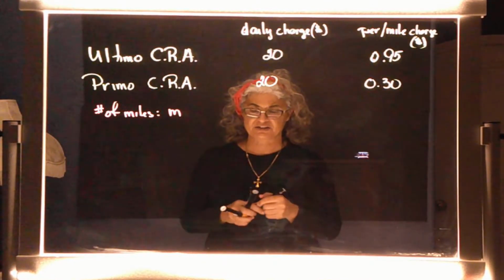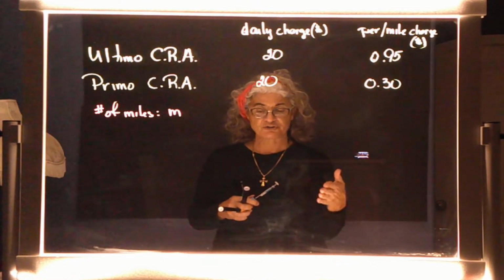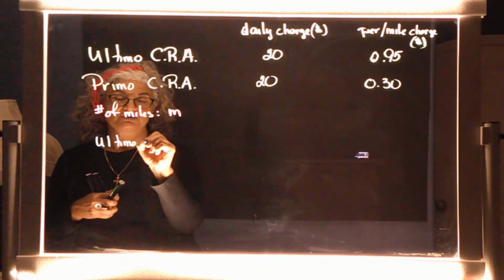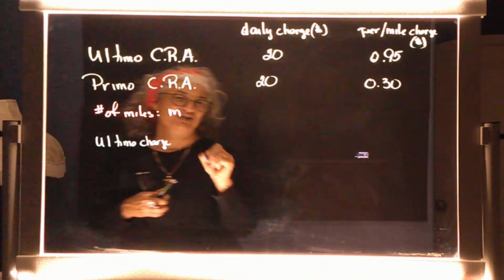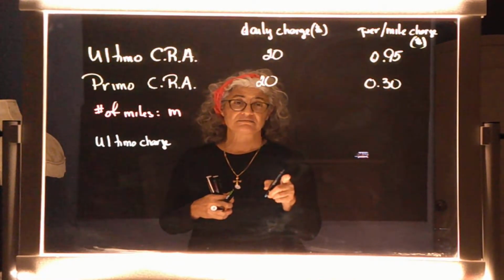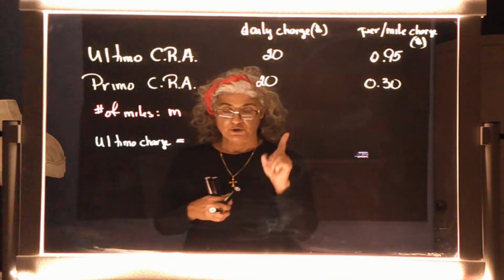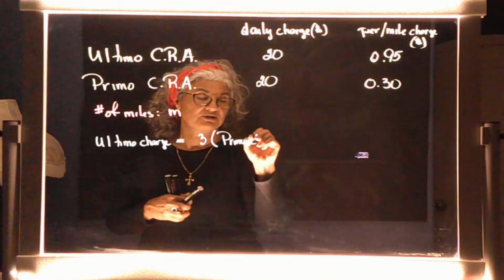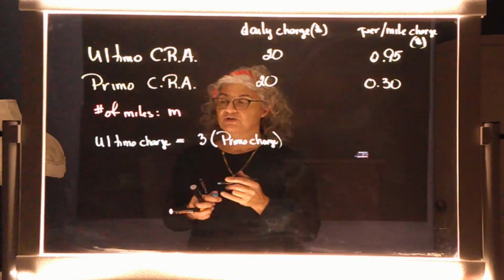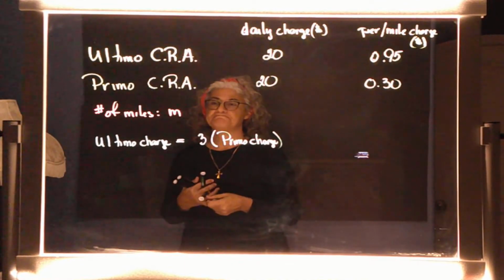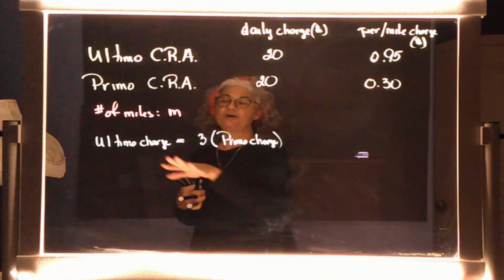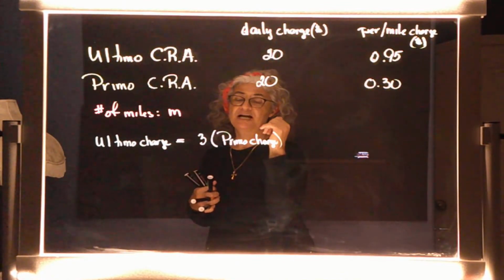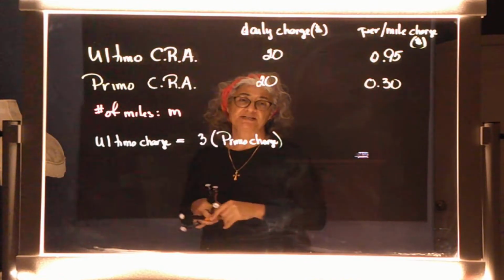The other part of the last line is interesting. For which Ultimo charge, okay, so let me write this down. Ultimo charge, sounds like a cost, right? That means equals 3 times the Primo charge, right? So if I know how to figure out how Ultimo is going to charge us and how Primo is going to charge us, then I can just plug them in, can't I?